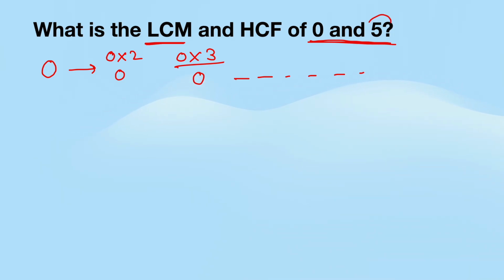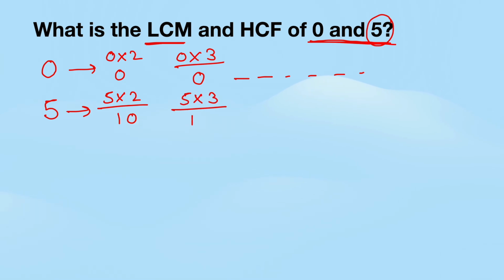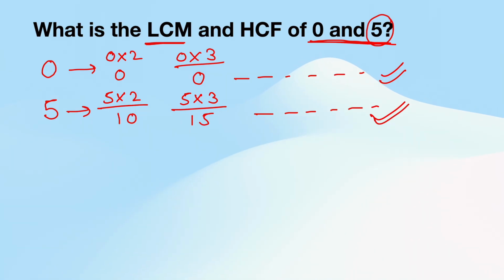But if we talk about 5, what is the next multiple of 5? It will be 10. The next one will be 15, and it will go on increasing, right? Is there a possibility that there will be a common multiple? Not possible, because one list will always be 0 and the other can never be 0. So what is the lowest common multiple? That is not possible here, we can't determine it here.